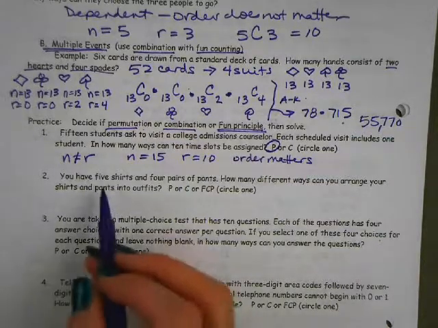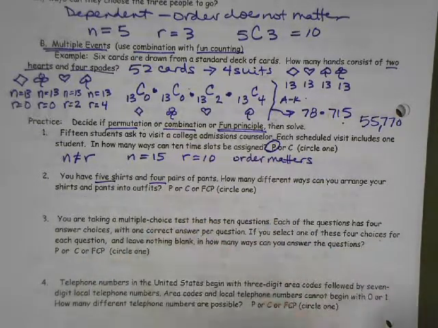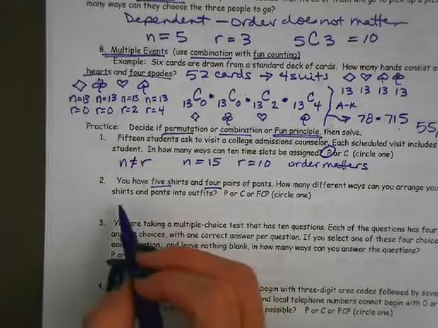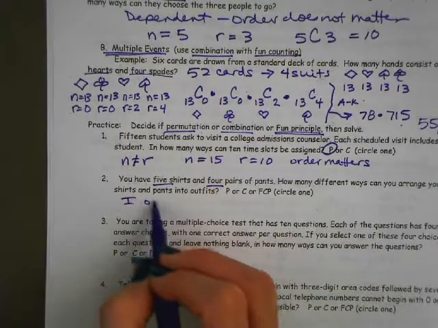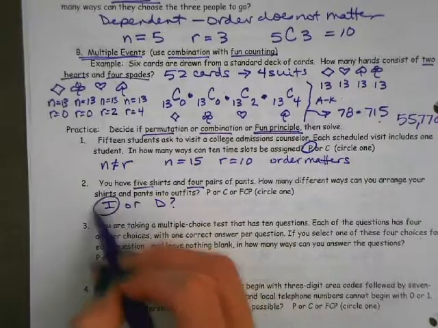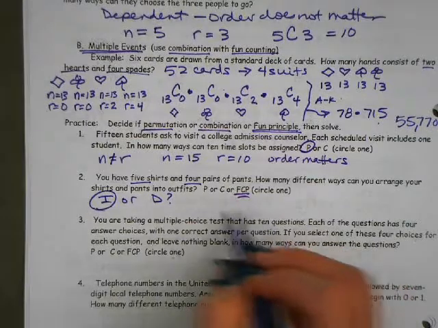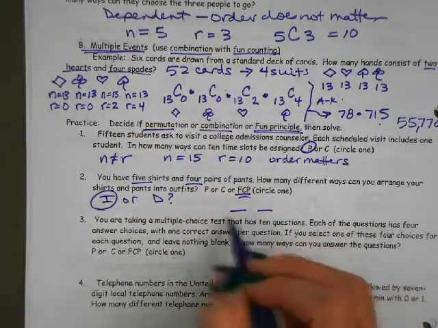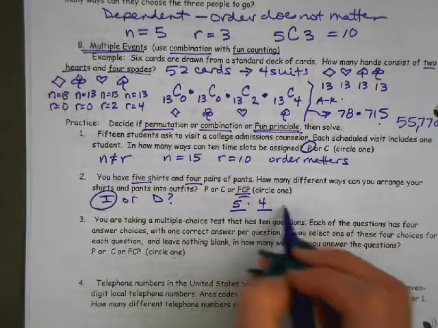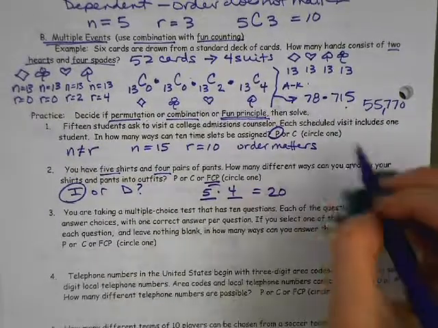Alright, you have 5 shirts. You have 4 pairs of pants. How many different ways can you arrange your shirt and pants into an outfit? Number 1, is it independent or dependent? It's independent. So the first thing you want to do is independent or dependent. Okay? And we said it's independent. Therefore, we know we're just going to do the fundamental counting principle, which is going to be how many pants, how many shirts. Okay, so how many shirts do we have? 5. How many pants do we have? 4. Therefore, we have 20 ways of arranging. So and this one would be 15P10.